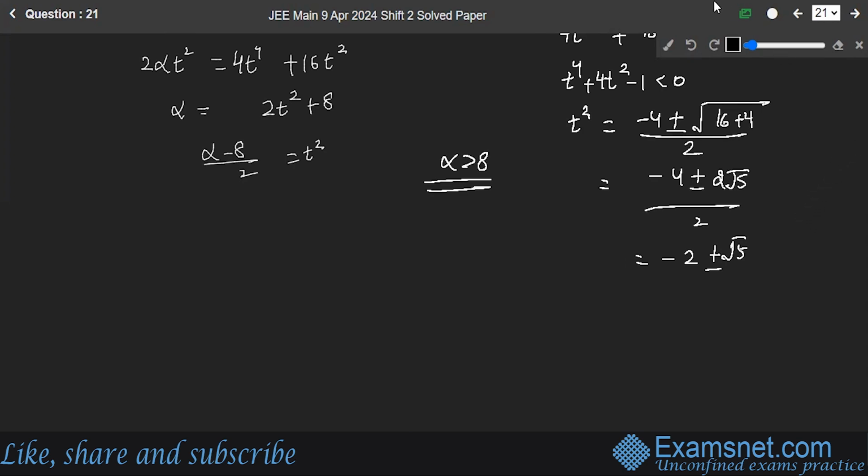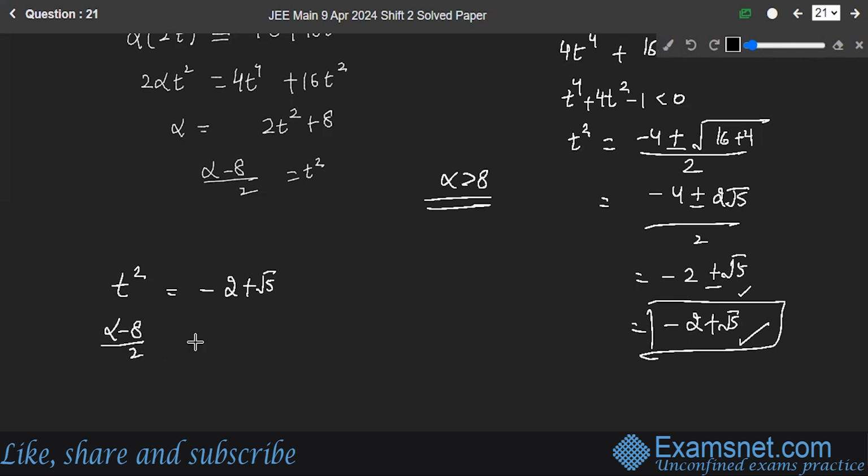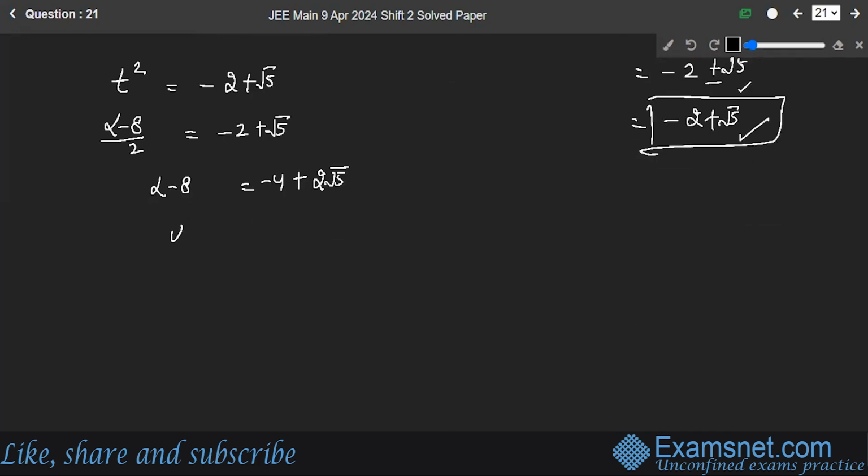And see, t is positive, so I will be taking only the positive value, minus 2 plus root 5. The negative value would give a negative value for t square. T square cannot be negative. So this is minus 2 plus root of 5, the value for t square. Okay, and what was your alpha over here? t square was (alpha minus 8) upon 2, equal to this, or alpha minus 8 is equal to minus 4 plus 2 root 5, so alpha is equal to 4 plus 2 root 5.